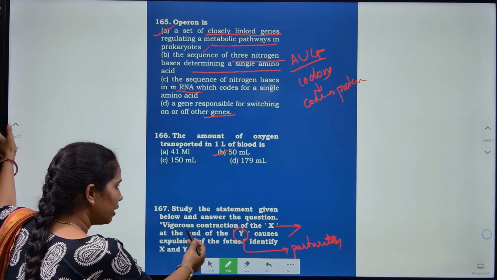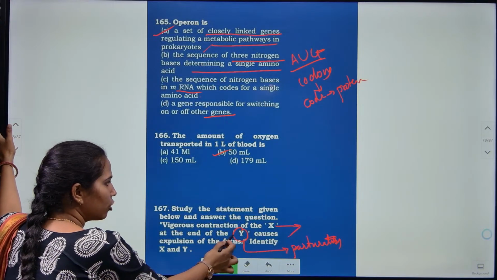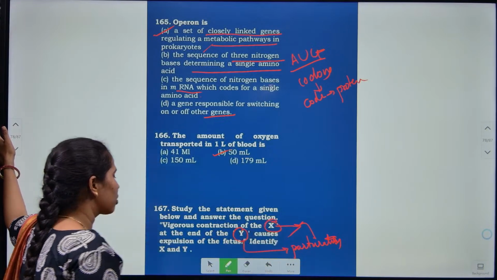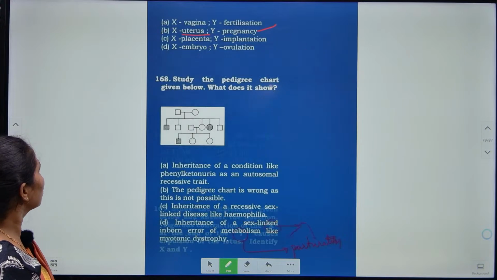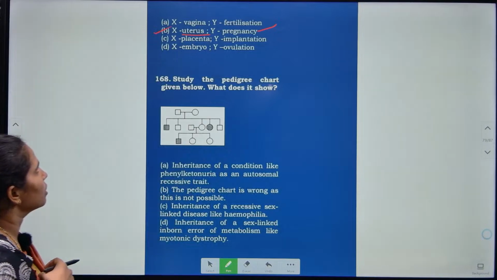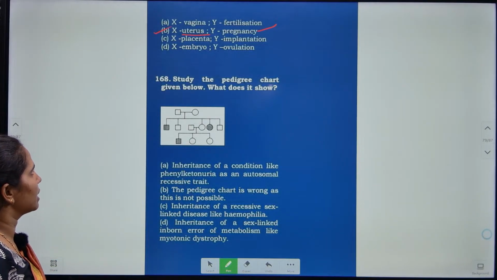So from the vigorous contraction of the X at the end of the pregnancy, during the parturition time, the uterus gets contracted to expel out the fetus. So the right option will be option B, that is X is uterus and Y is pregnancy here.